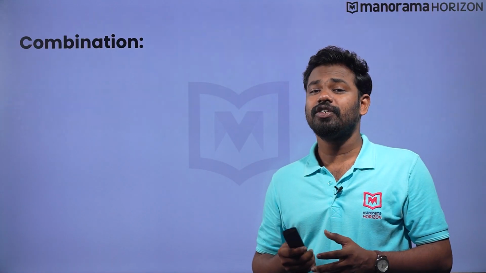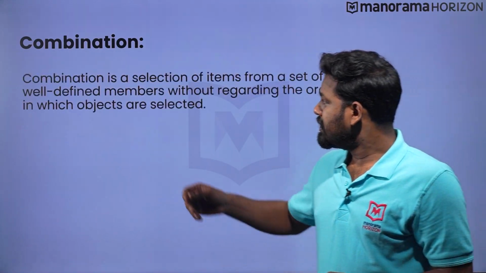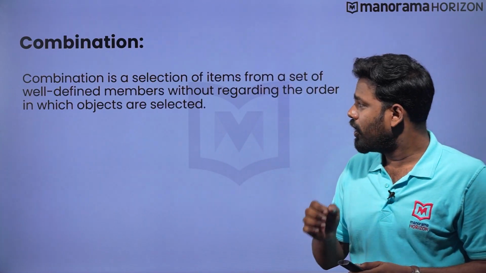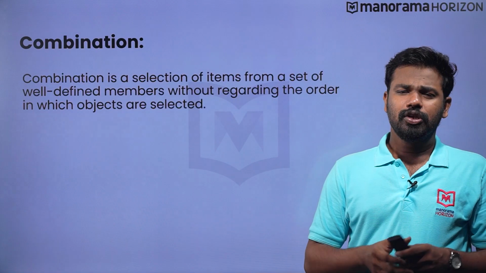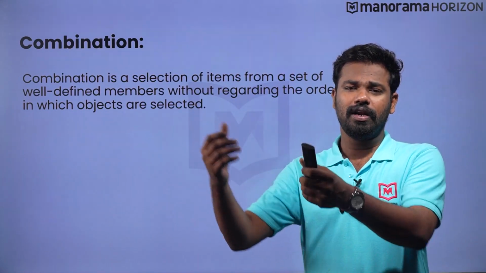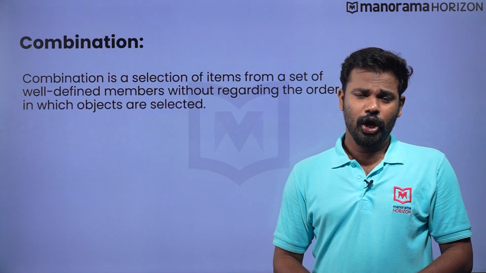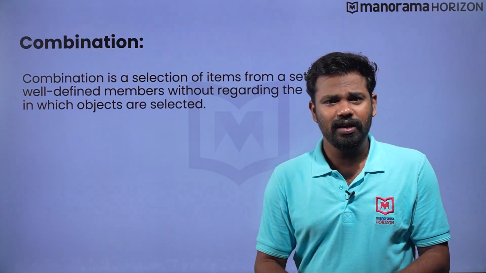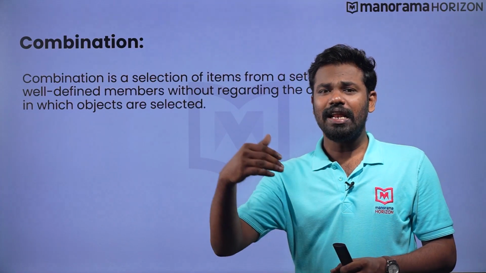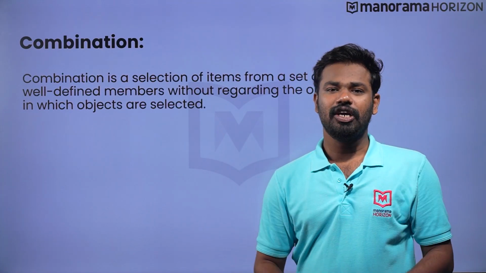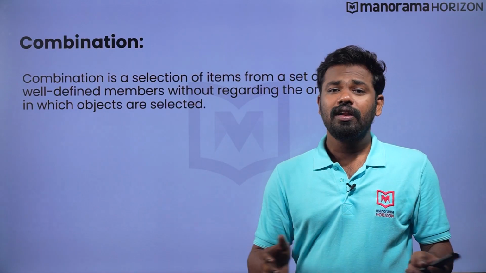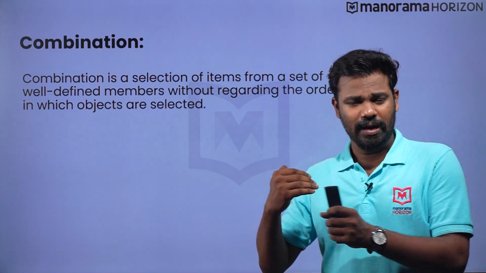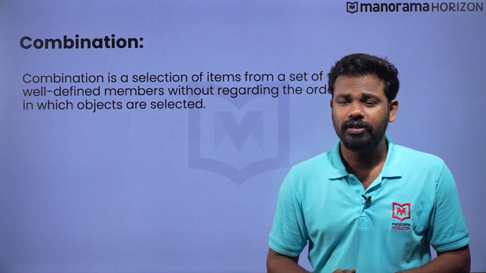Now let's look at the definition of combinations. Combination is a selection of items from a set of well-defined members without regarding the order in which they are selected. So combination means you are just selecting from a particular number. Suppose you have 10 objects in front of you and you want to take 3. You can just take 3 from that, but there are different calculations based on that. Let's leave the calculation for the time being. When you select 3 from those 10, that is merely a selection where the order is not even considered. This process is mathematically called combinations.